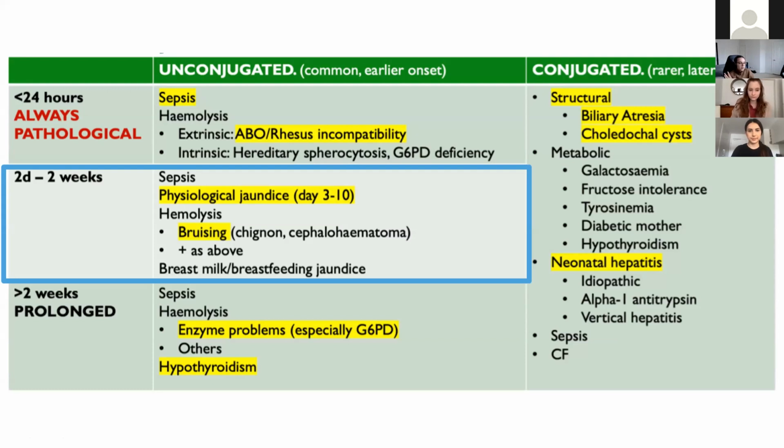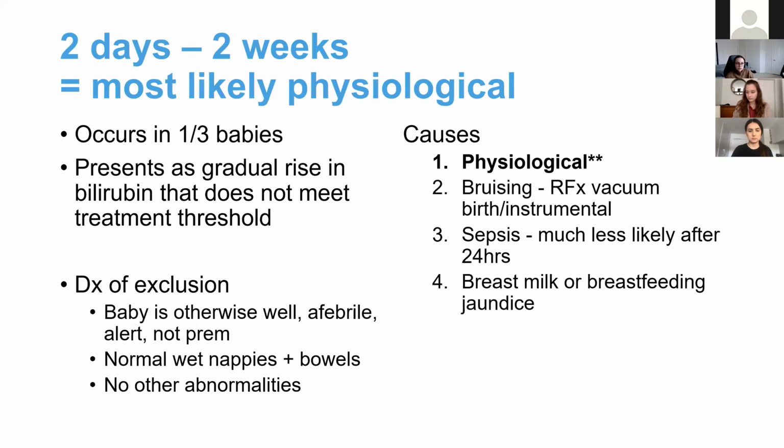pathological jaundice. Then we've got this 2-day to 2-week jaundice, and this here is usually physiological. Physiological meaning that it's just kind of innate to the baby. They have a lower activity of the enzyme that helps break down bilirubin, and there's also a few other factors like an increased turnover of red blood cells because they have a shorter lifespan in neonates.